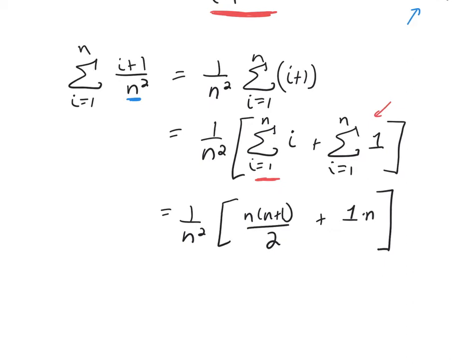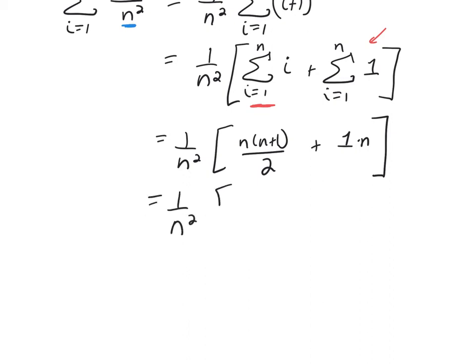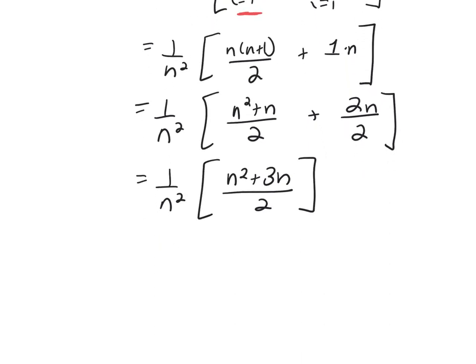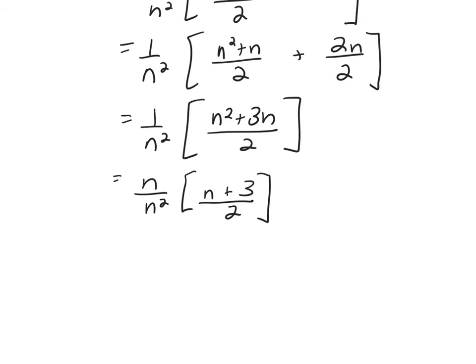And so then what I can do is distribute in this first term. I'll get N squared plus N over 2. And then I'm going to go ahead and get a common denominator. It'll be 2. So multiply top and bottom by 2. And I can now combine these together to give me N squared plus 3N over 2. And I can factor an N out of the top. And I can now cancel here an N in the top and in the bottom. So I'm left with 1 in the bottom. So it'll be N plus 3 over 2N. That's what my summation was equal to.